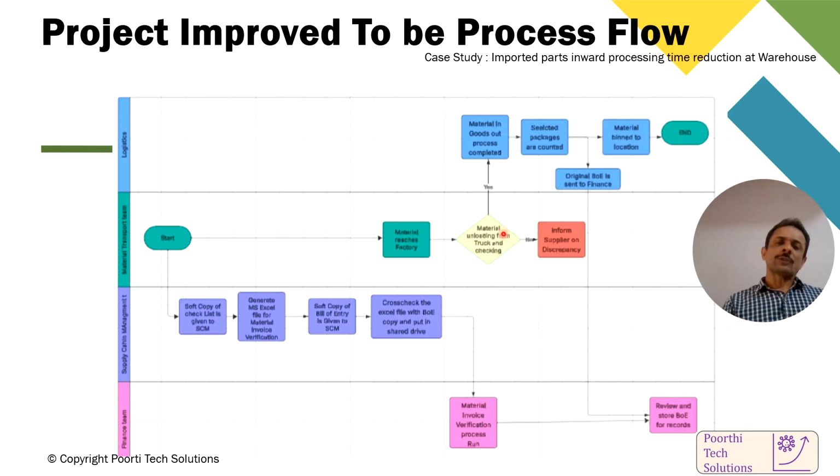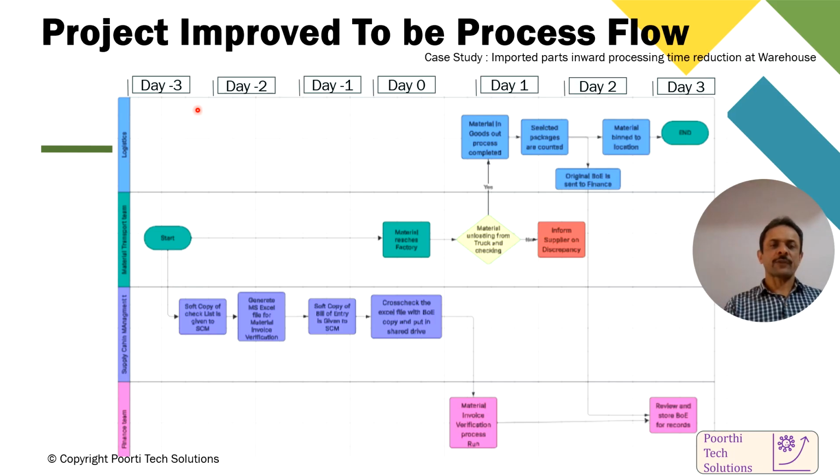The team also mapped a process map, the to-be process map, which is the improved process flow, where you can see the 4 departments: logistics, material transportation, supply chain management, and finance. These activities are material flow related, and these are the paperwork related. So if you see here, the activity starts at day -3, when information on the parts arriving on day 0 is already available.